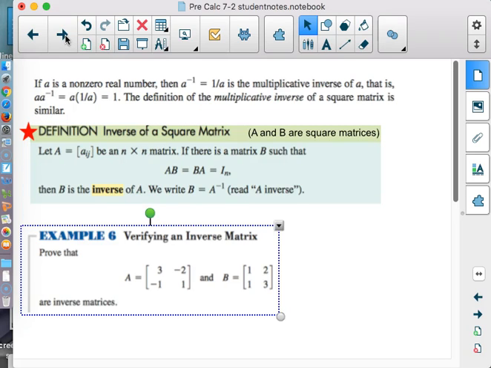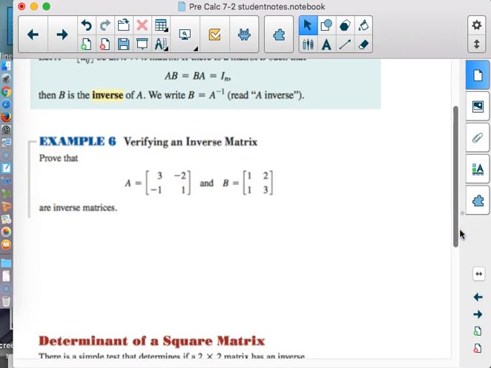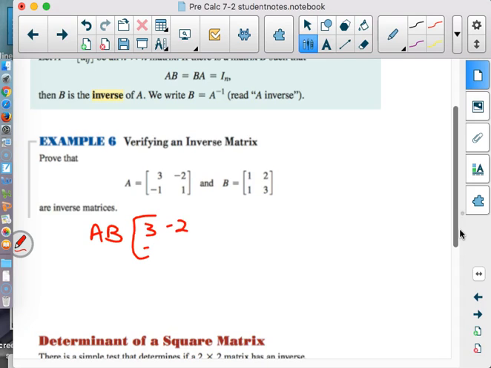So this one says, let's just do some verifying. Verify an inverse matrix. There's A, and it says prove this is its inverse, right over here. Well, if it is, when we multiply it, we should get the identity matrix. So that's what we'll do. We'll have to do AB and see what we get. But that won't be enough, because remember, matrix multiplication is not commutative. So we can't just do AB, we're also going to have to do BA.